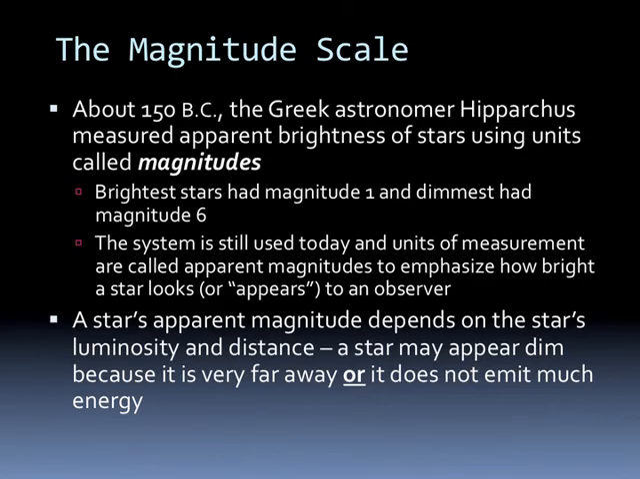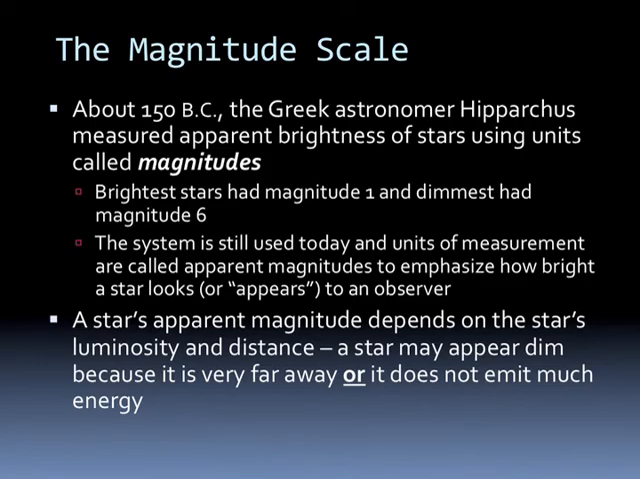Now another way of looking at stars is something called magnitude. In 150 BC, Hipparchus was a Greek astronomer, and he measured the apparent brightness of stars using units called magnitudes. The brightest stars in the sky had a magnitude 1, and the dimmest had a magnitude 6. Now this system is still used today, and units of measurement are called apparent magnitudes to emphasize how bright a star looks or appears to an observer. This would be the brightness.